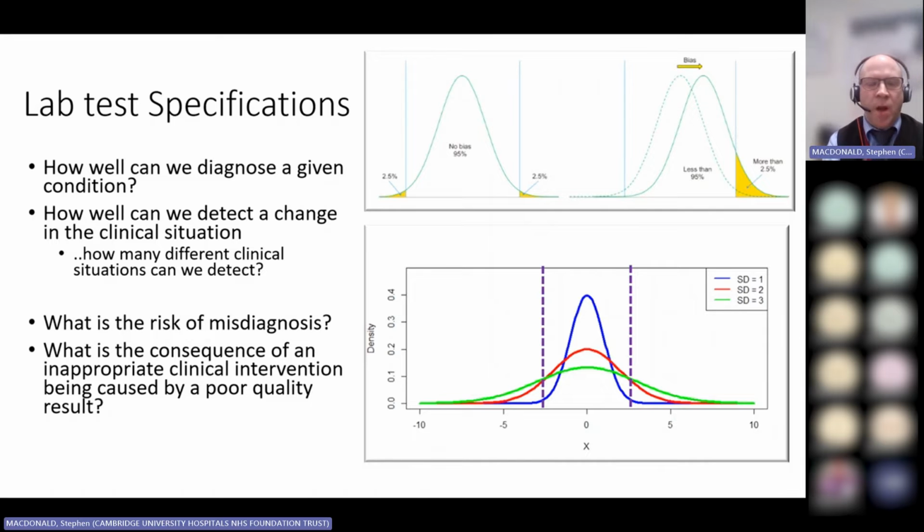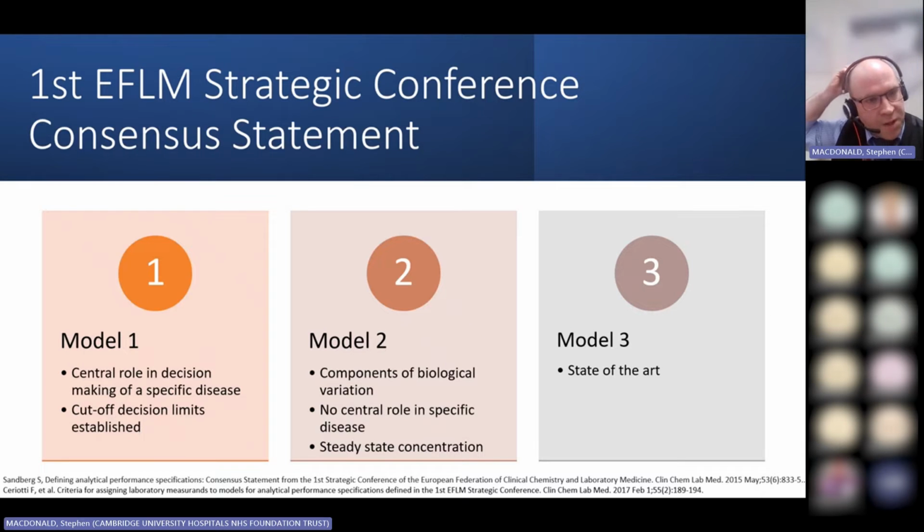So over the years, there's been a lot of discussion about how we can actually link performance specifications in our assays to the actual clinical outcome of patients and the clinical behaviour of the measurands that we're measuring. And this conversation started way back in the early 1960s and has progressed through a number of different conferences and consensus agreements, ultimately culminating in 2014 in the first EFLM Strategic Conference consensus statement, which came from a meeting in Milan in late 2014 and was later published in 2015.